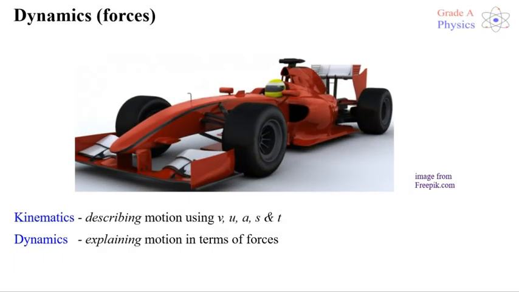Okay, the first thing we need to do is to distinguish between kinematics, which is the previous topic, and this topic, which is dynamics, because these two are very closely linked. So we could distinguish them by defining kinematics as the description of motion. So this is velocity, time, and suvat. And dynamics is still motion, but this is explaining the motion in terms of forces.